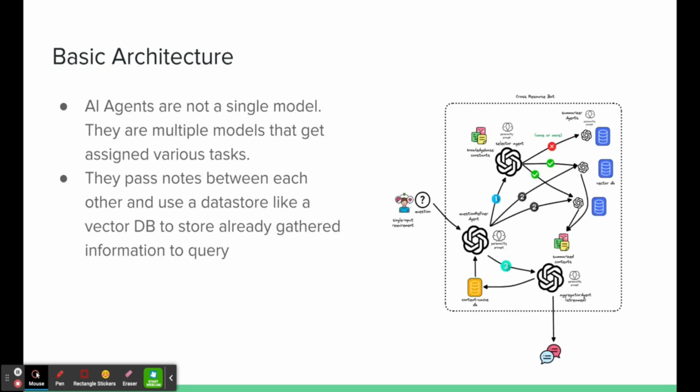So a basic architecture might look something like this. This is similar to the first slide, just oriented in a different way and using different symbols. Things that are important to note are that AI agents are not always a single model. They could be multiple models chained together and assigned various tasks. And in a way, they pass notes between each other and use a single data store like a vector store to store already gathered information to query.